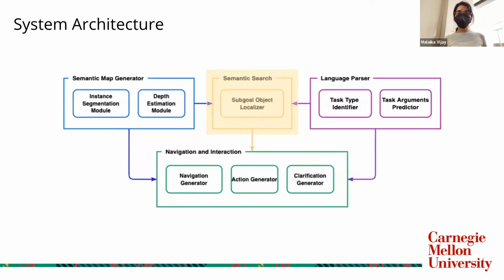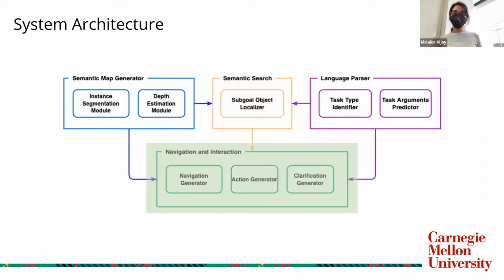The next component is the semantic search component, or a sub-goal object localizer. Some objects might be harder to find in the scene than others. This could be because of their small size, or they are occluded or hidden away inside receptacles. The goal of the semantic search module is to approximate the location of these harder to find objects, given the locations of the larger and more easy to find objects.